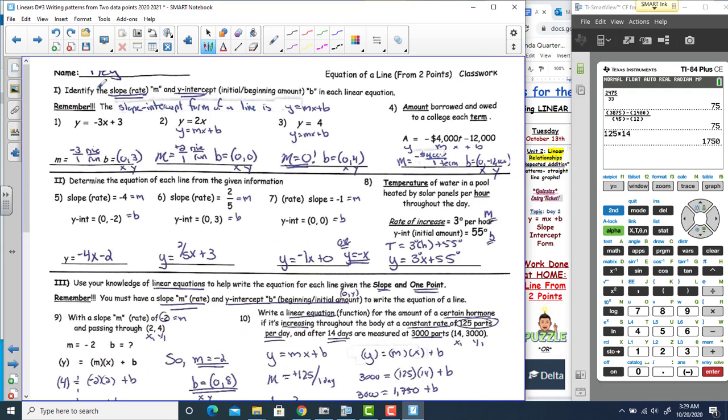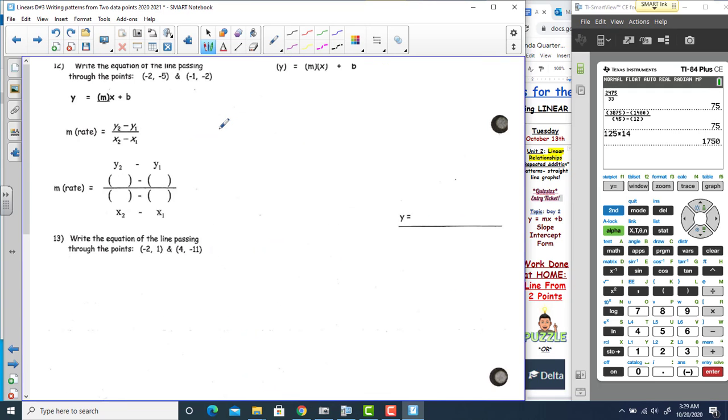Flip it over. On the back, ladies and gentlemen, we could do the same thing for the next question. We're asked to write a linear relationship from 2 points. We should label those 2 points x1, y1, indicating the first time we observed the relationship and the first measured amount, as well as x2, y2. We would have to determine the slope as well as the initial amount to write a linear pattern. So we begin with the slope formula.